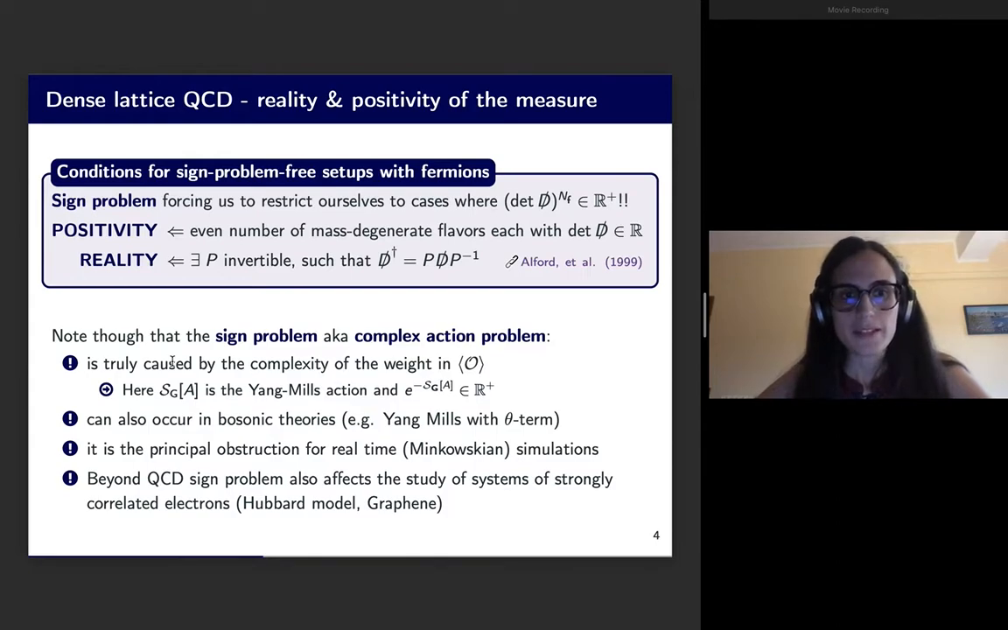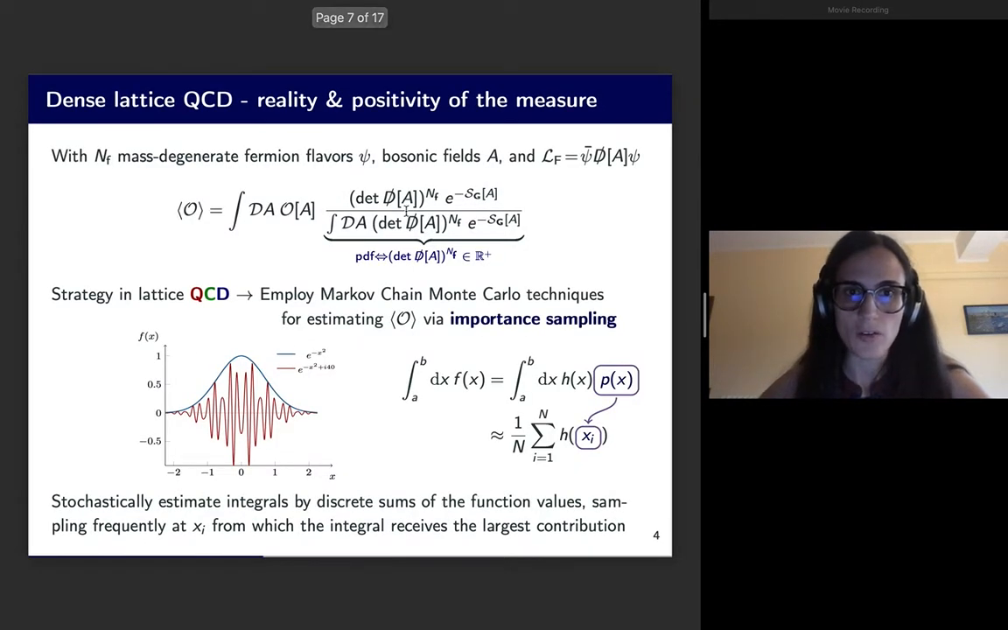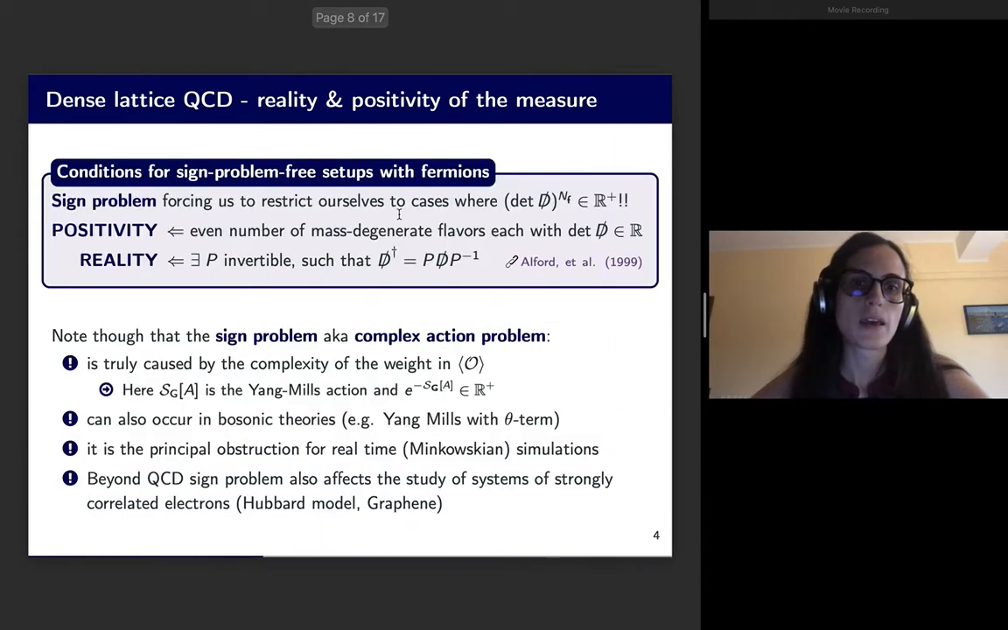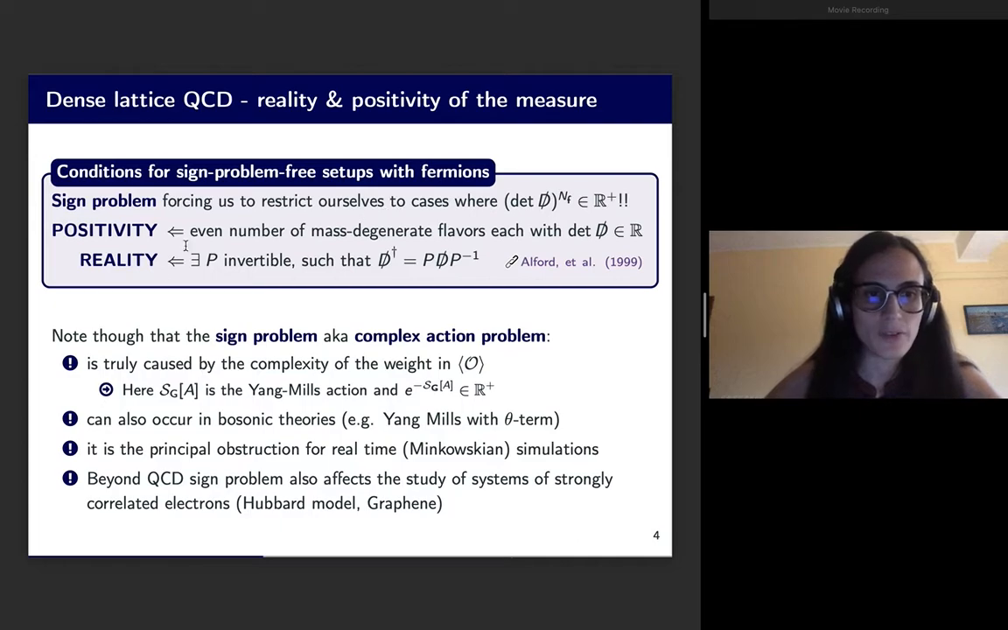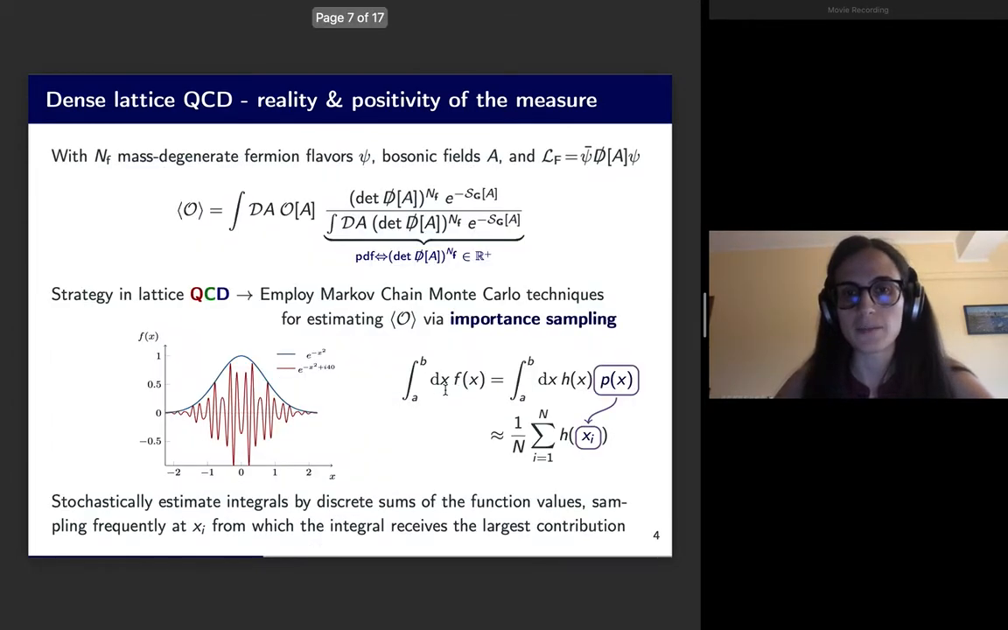Note, though, that the sign problem, which is also known as the complex action problem, has nothing specific to do with the fact that we have a setup with fermions. In fact, it is truly caused by the complexity of the weight in our path integral formalism that appears in the expression for the expectation value of O. For example, S_YM is the Yang-Mills action, and there we know that e to the minus S_YM is real and positive.